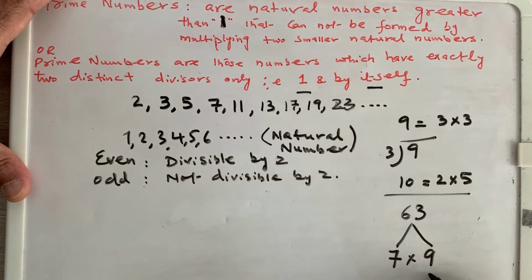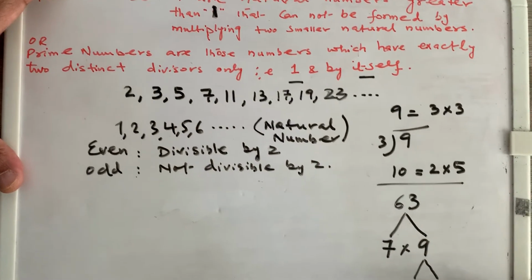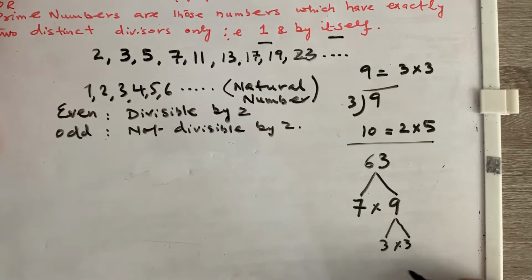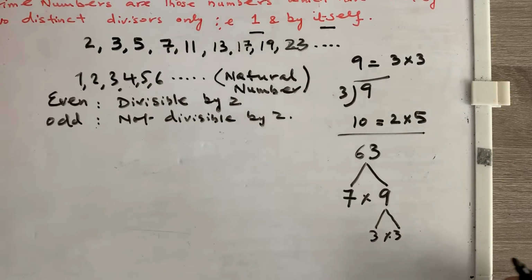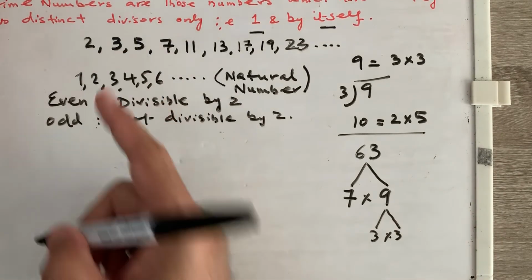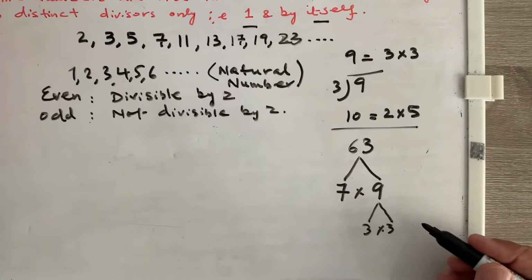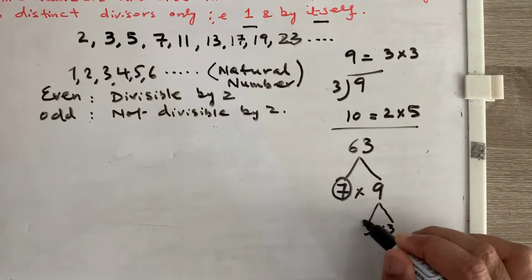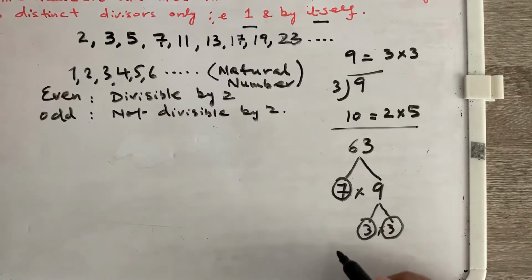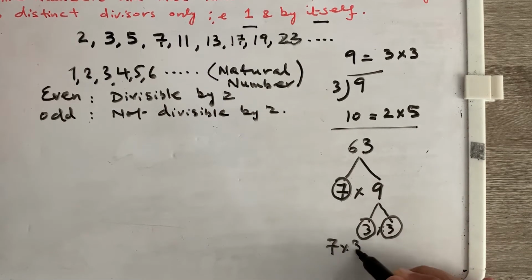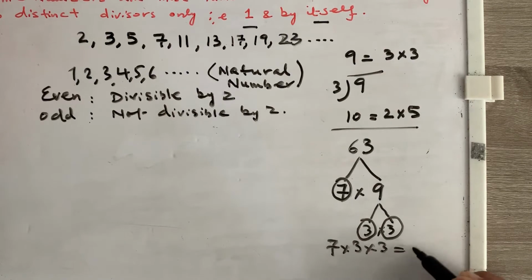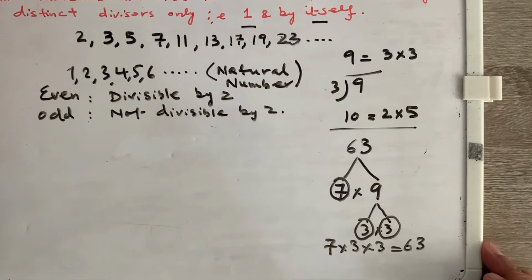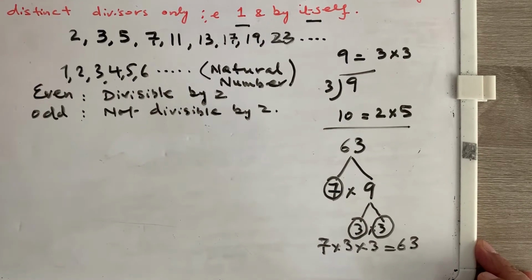Right? And now 9 can further be divided as 3 times 3. Right? And now further there is nothing, because 3 is a prime number, so it is a prime factor. So how many factors do we have for 63? Number 7, number 3, and number 3. So 7 times 3 times 3 is equal to 63. So this is how we calculate prime factorization.